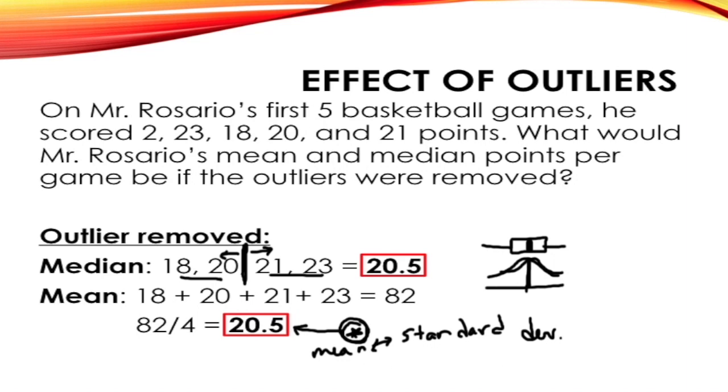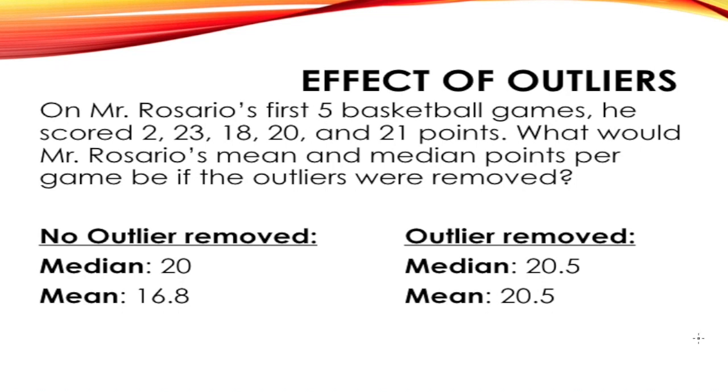So when I put them side by side, with the outlier removed, we have pretty consistent values. I can say Mr. Rosario is going to score approximately 20 or 21 points per game. I can't really shoot half a point in basketball, but 20 and 21 is what most of my games were. I maybe had a really bad game. Maybe I was in foul trouble. Maybe I didn't play enough.